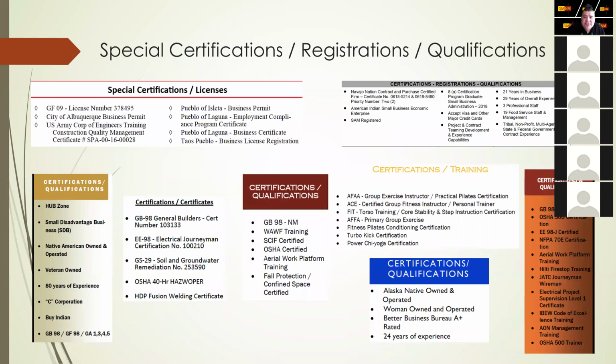Next, we have special certifications, registrations, and qualifications. I also like to think of this as another differentiator and core competency that each of your organizations possess. If your company has received any specialty trainings such as HAZMAT or OSHA 500 training, be sure to list it. If your company is a contractor, we need to make sure that we list your GB98s, your EE98s, your GS29s, your MM98 certifications. We also want to list all of our business licenses at the city, county, and tribal levels.